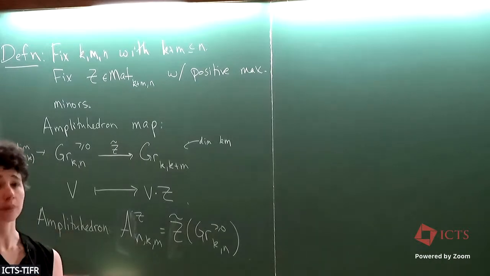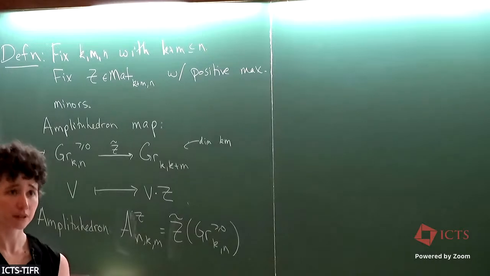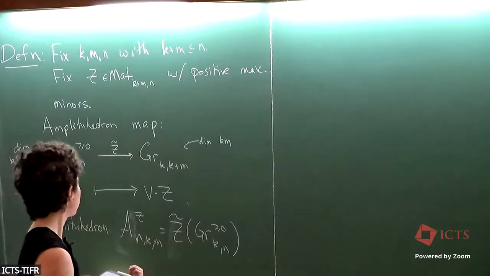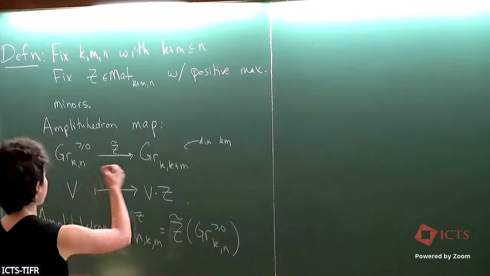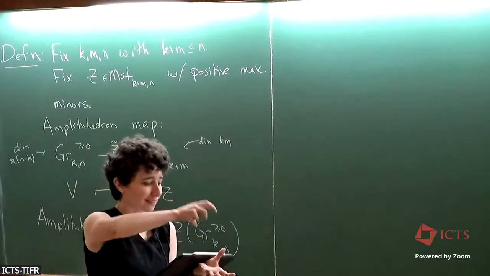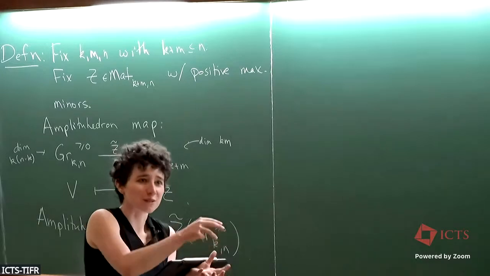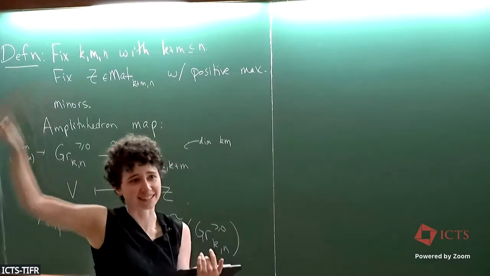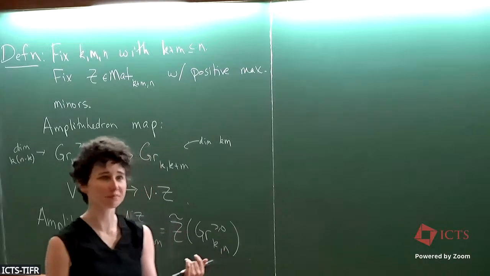The maximal minors are all positive. Yeah, that's all you need. It's some full dimensional subset of this matrix space, but you should think of it as being a little subset like this, not like most of the space or anything.